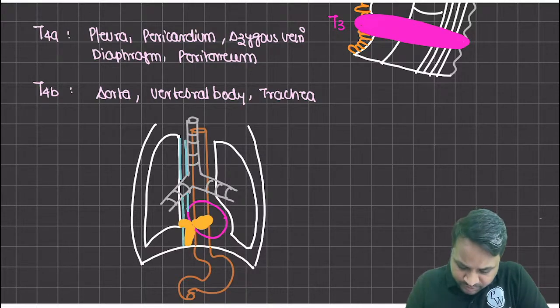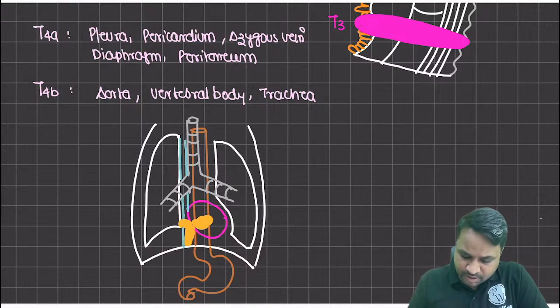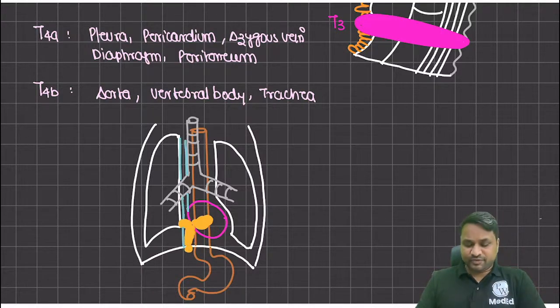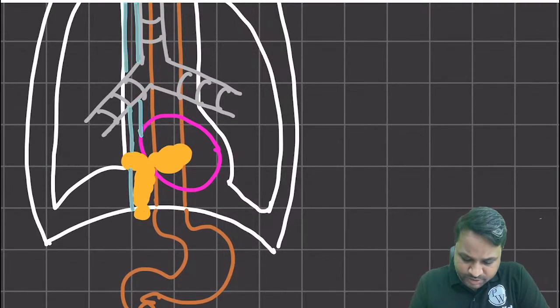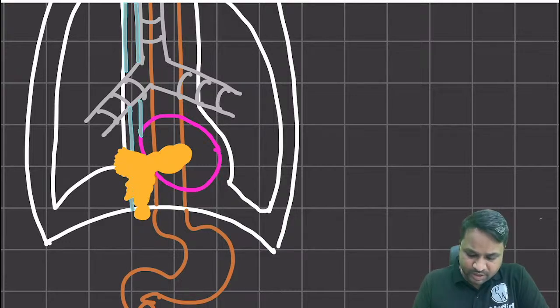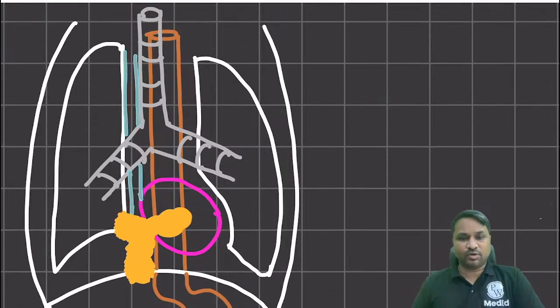If it is involving the azygous vein, and obviously on the peritoneal reflection below the diaphragm, you have the peritoneal reflection, if this is involved, which has been marked across here, we call it T4A. So to remember, almost everything which is on the right side is getting involved.